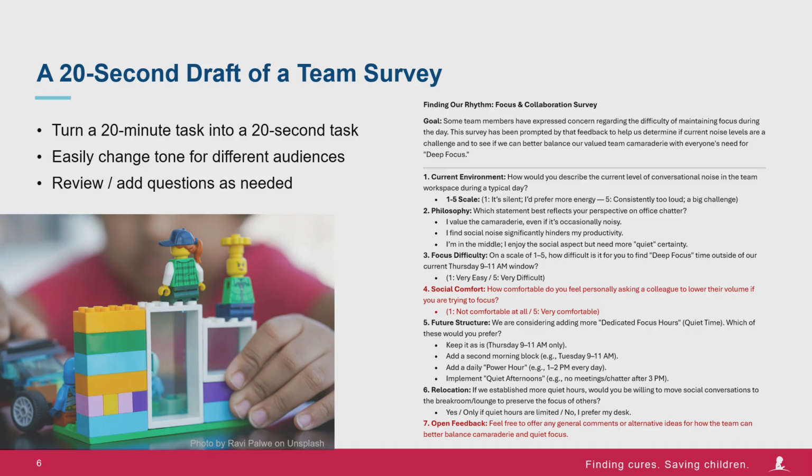So it took me about 20 seconds to write that prompt, and I would have spent at least 20 minutes overthinking every single question for this survey if I hadn't just given it to AI. I also could use this to change the tone, change the context of the survey. You can just really quickly make modifications, and you can, of course, like I did there in red, review and add questions as needed.